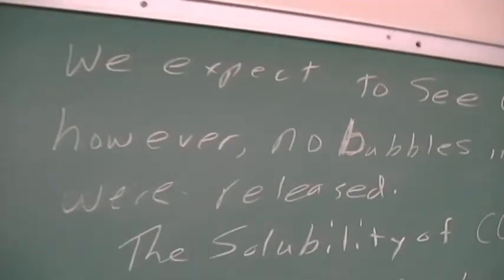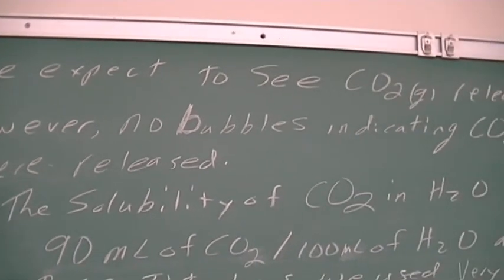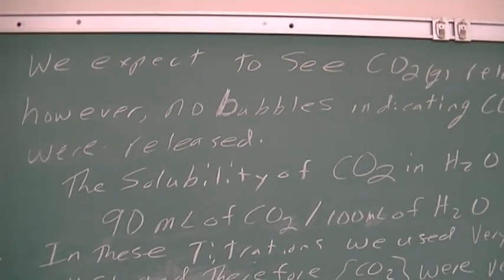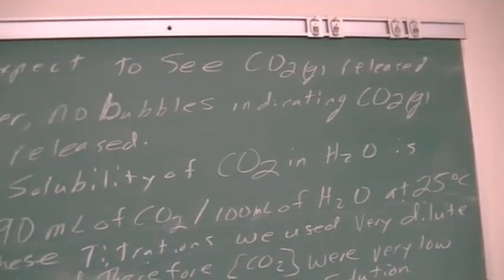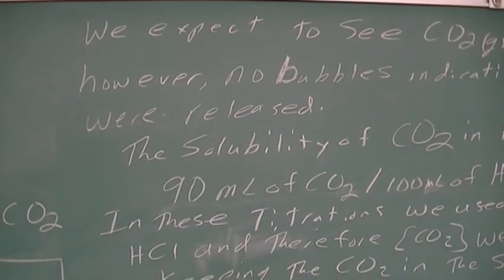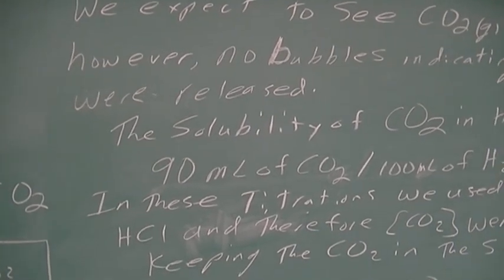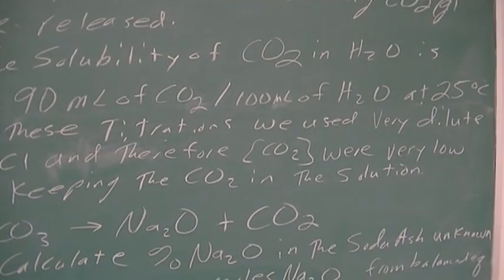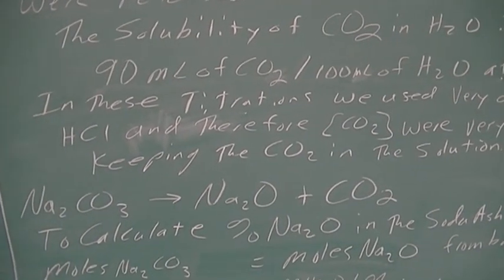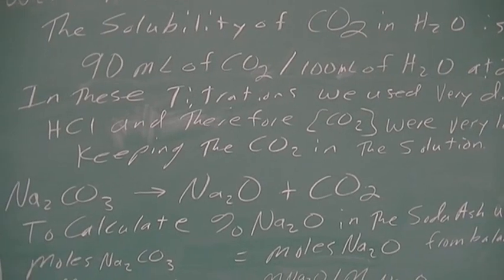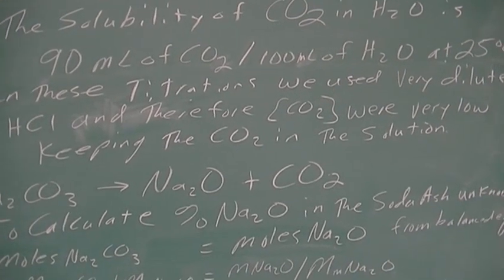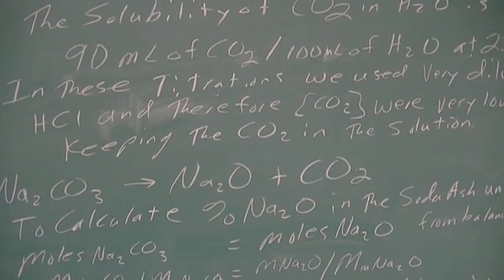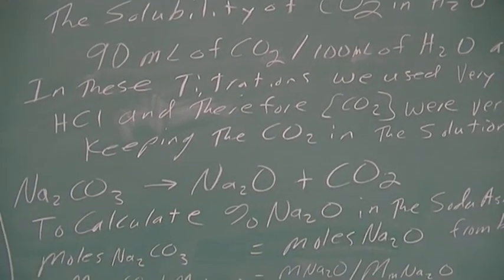Now, in this titration, we might expect to see CO2 released. However, when you see me do this titration, no bubbles indicating CO2 gas are going to be released. So I have some data, I've done it. It does not release CO2. The solubility of CO2 in water is 90 mL of CO2 in 100 mL of water at 25 degrees Celsius. So in these titrations, we are using very dilute HCl, 0.1 molar, therefore the CO2 that we are generating is at a very low concentration, and that is going to keep the CO2 in the solution. So we will not be seeing any CO2 being released.